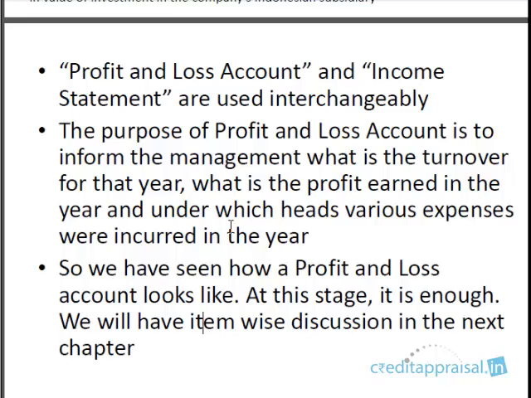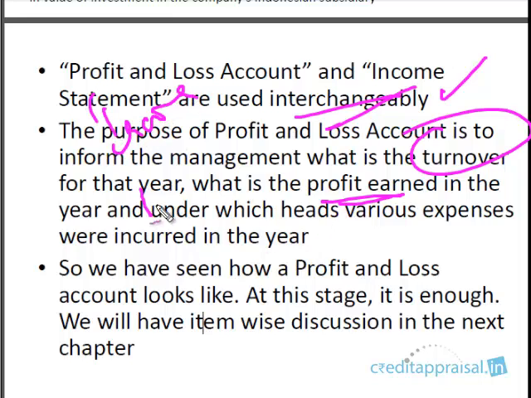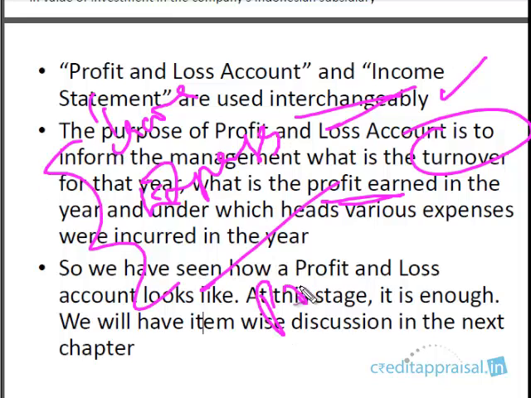So to wrap up the P&L account, you need to understand that sometimes we use the terms profit and loss account and income statement interchangeably. Both actually mean one and the same. The purpose of the profit and loss account is to see what turnover the company has achieved for this year, and whether the company has made a profit or loss. It lists down the income, and all the expenses the company has incurred, and finally arrives at a profit or loss. That is the purpose of the P&L account, right?